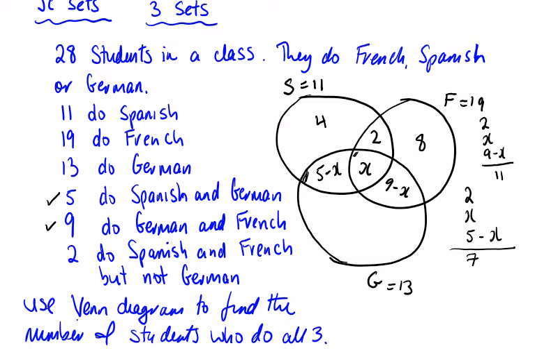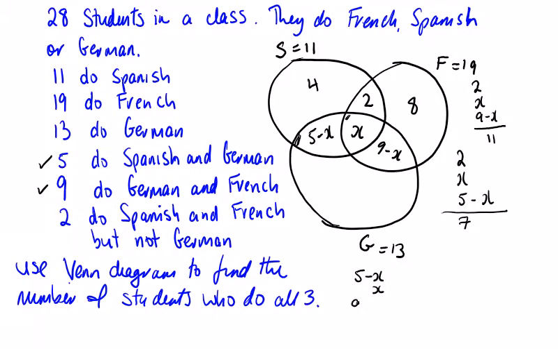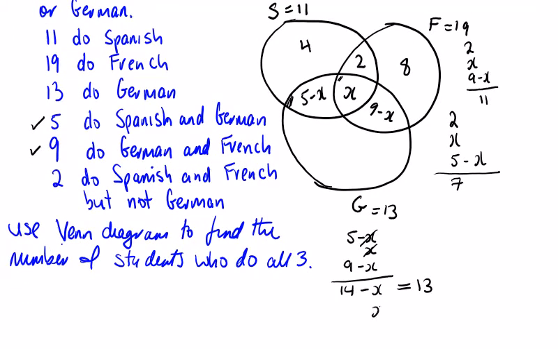And with German, which is 13, I have all the 3 intersections for German. I have 5 minus X, I have X, and I have 9 minus X. So the total of these 3 is 13. So I have 14 minus X, because these 2 will cancel, equals 13. So you can see that X would have to be equal to 1.